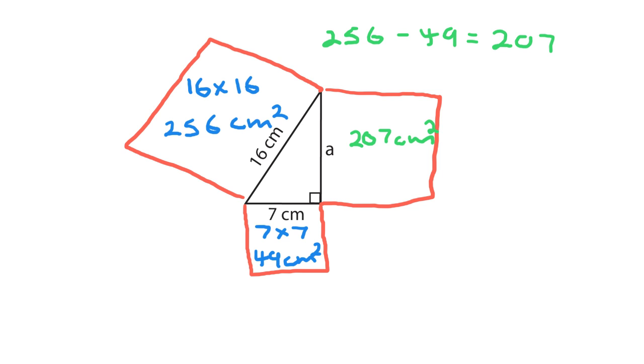To find the side length of square A, I'm going to take the square root of 207, and the square root of 207 is 14.39 centimeters. Side A is 14.39 centimeters.